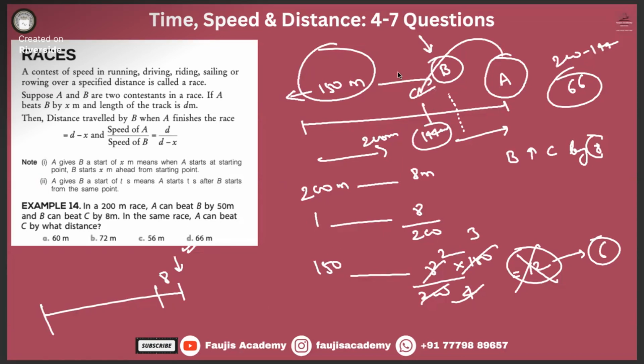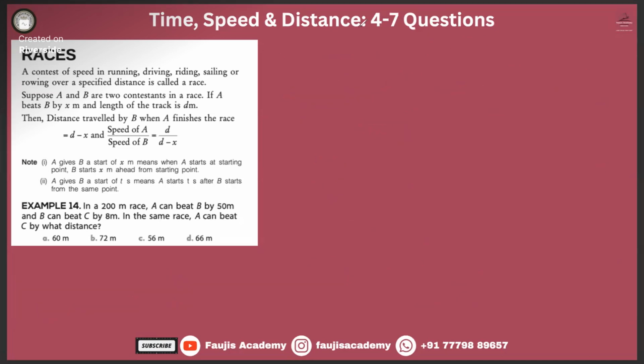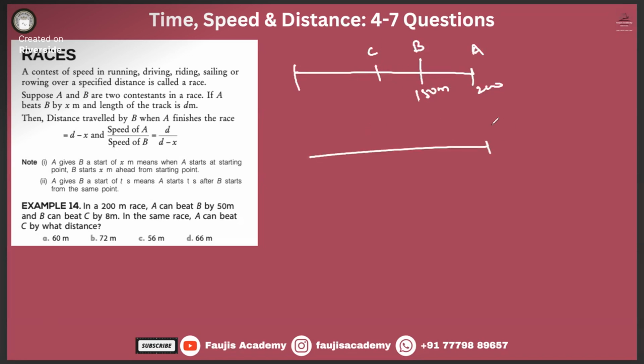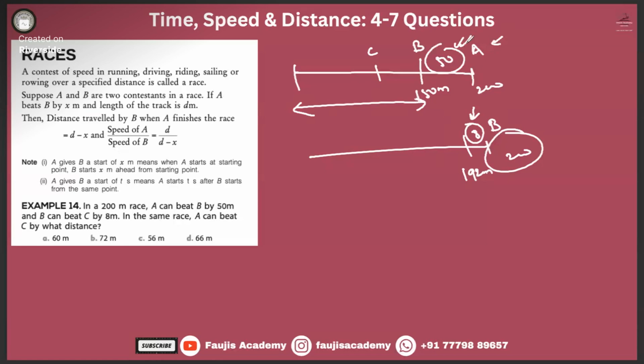Can you tell me once more, sir? Sure. Thank you so much for asking. When A is at 200 meters, B is at 150 meters. But we don't know where exactly C is. We only know when B is at 200 meters, C will be at 192 meters. Then only the gap will be 8 meters. This gap that they have given over here is for 200 meters. But to find it in relation to A, we'll have to ensure that this gap is only for 150 meters.